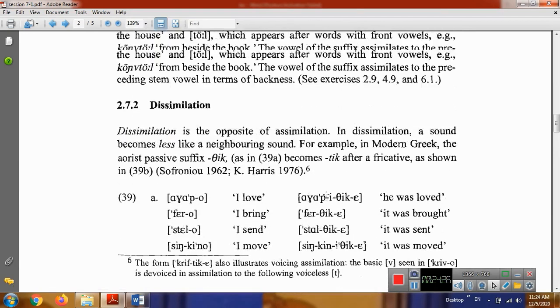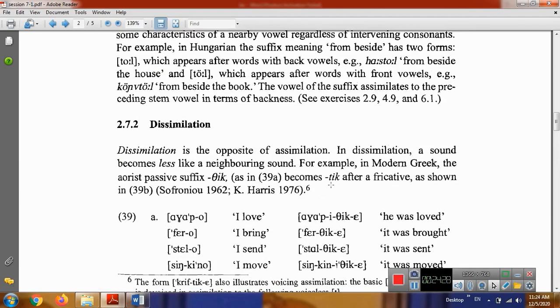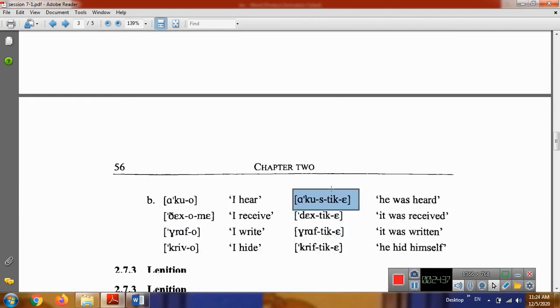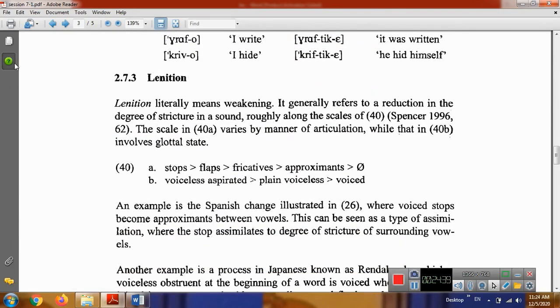Therefore, dissimilation is opposite to assimilation. In assimilation, the adjacent sounds want to be similar to each other, but in dissimilation, they want to be different from each other. Another matter in other phonological rules is lenition. Lenition literally means weakening. It generally refers to a reduction in the degree of structure in a sound.